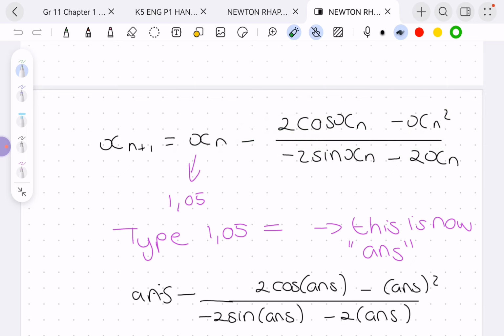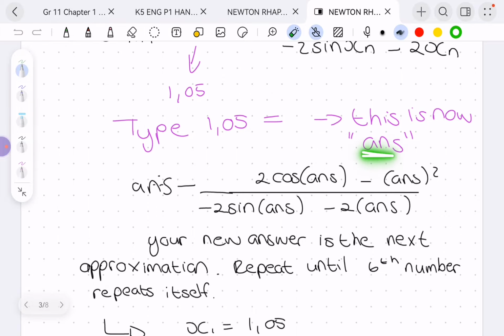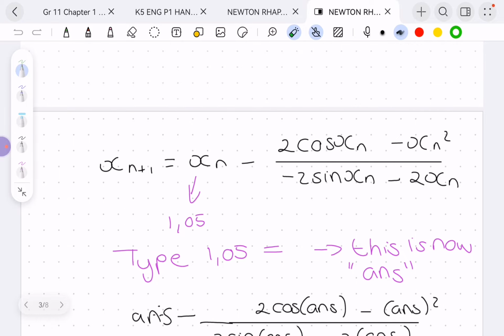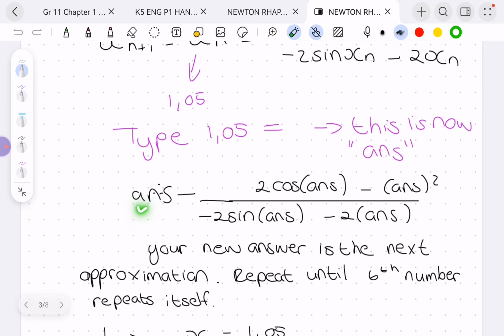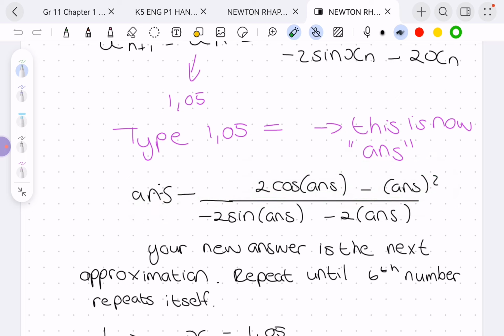Now we're going to use our calculators for this. We're going to type in 1,05 on your calculator. Now it's your answer button. And now I can use the answer button, or some of you use the store button to store it in the value A, value B, but the answer button works nicely. Newton says I must take the first answer, so your answer, minus, I take my top function, and everywhere I see x I put in answer, so 2 cos answer minus answer squared, divided by negative 2 sin answer minus 2 answer.